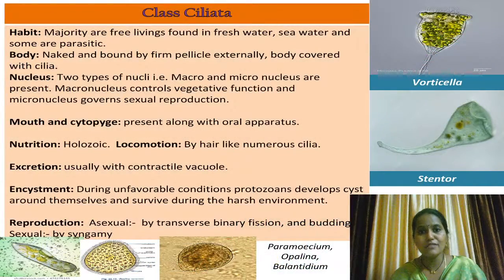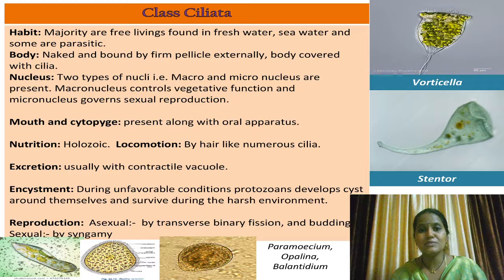Always remember, children, whenever you are writing characteristics of these organisms, just try to remember the examples of the organisms so that it will be easy for you to remember all the characteristics of the particular class or particular phylum. Examples are very important. Now class Ciliata.